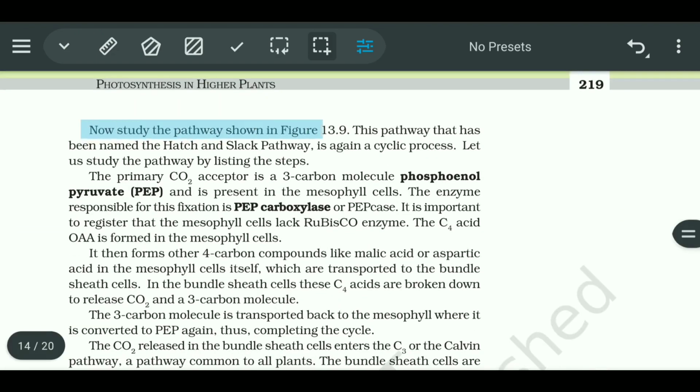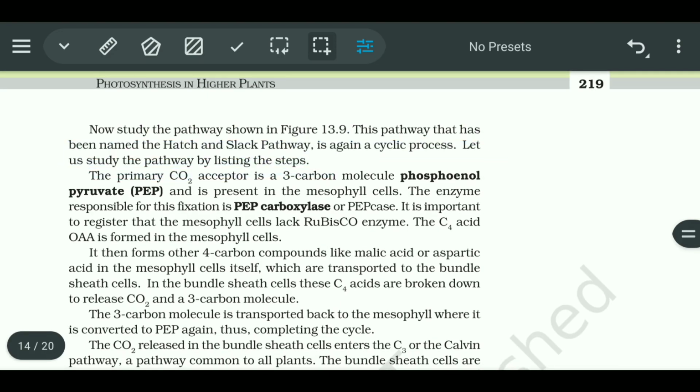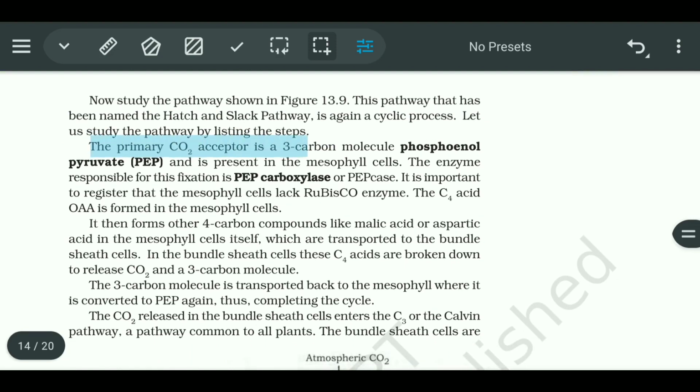Now study the pathway shown in figure 13.9. This pathway, which has been named the Hatch and Slack pathway, is again a cyclic process. Let us study the pathway by listing the steps. The primary CO2 acceptor is a 3-carbon molecule, phosphoenol pyruvate (PEP), and is present in the mesophyll cells. The enzyme responsible for this fixation is PEP carboxylase, or PEPcase. It is important to register that the mesophyll cells lack the RuBisCO enzyme.